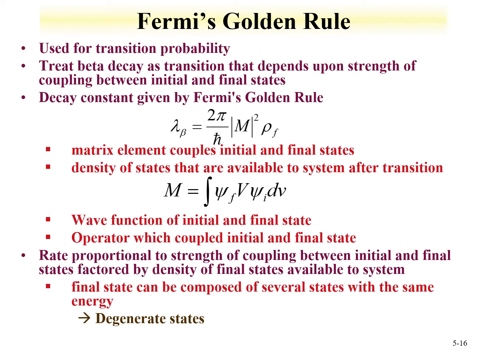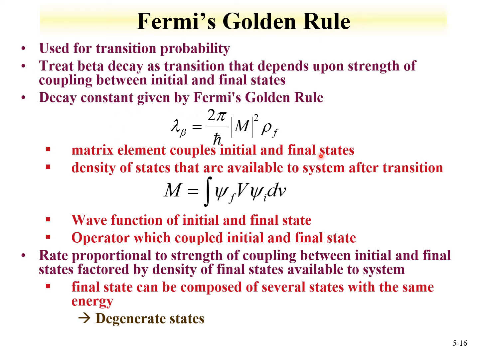Now, as we described earlier, all these models can be used to evaluate a transition probability, and this is called Fermi's golden rule. So we can treat the beta decay as a transition that depends upon the strength of coupling between the initial and final states. If that strength of coupling is high, the transition probability is high. If it's low, the transition probability is low.